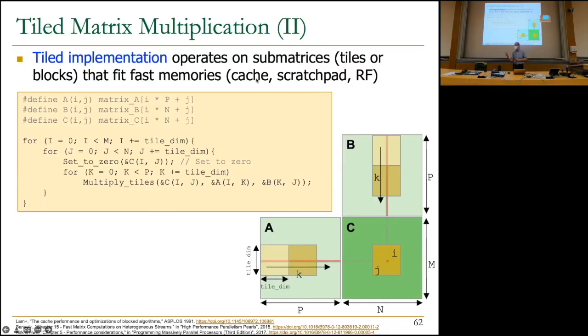And the idea is to fit those submatrices in the fast memories. Fast memory can be cache, scratchpad. In case of a GPU, it could be the register file, because GPU register files are huge, right? In fact, if you can take advantage of that, that's great.